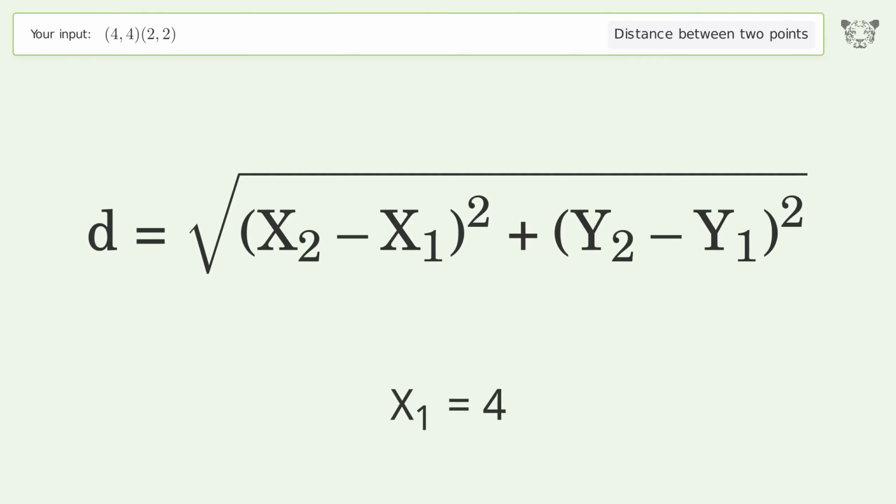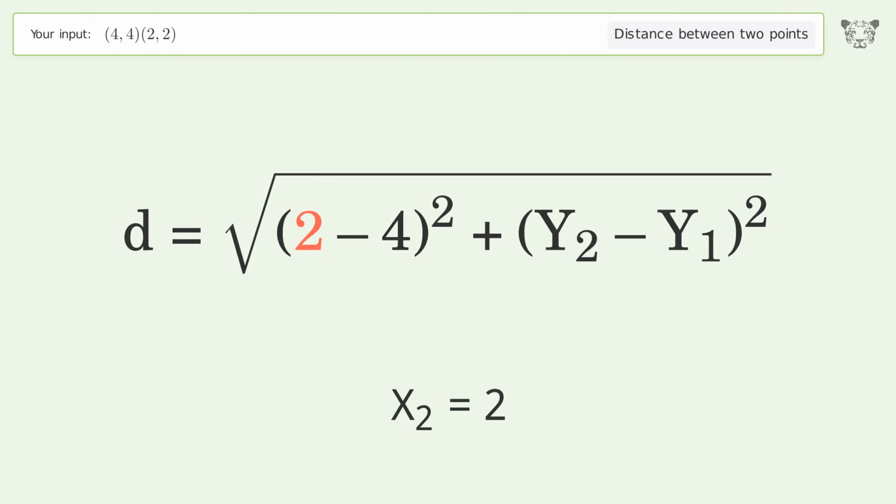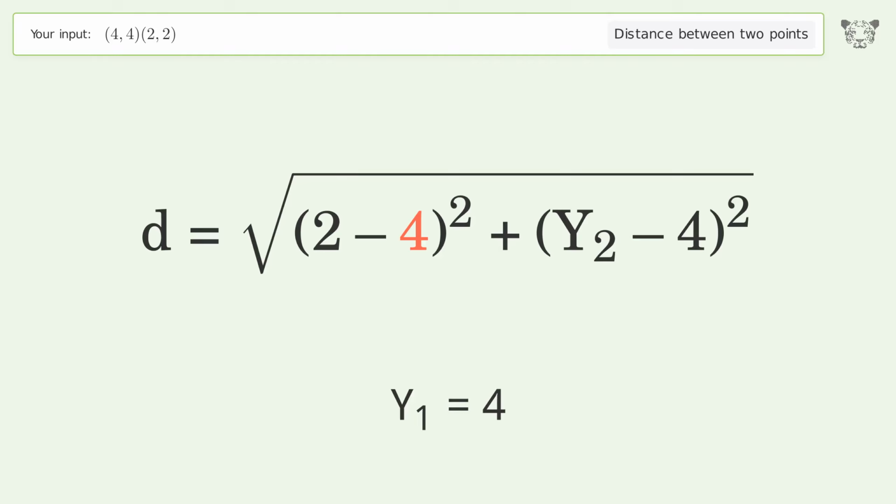x1 equals 4. x2 equals 2. y1 equals 4. y2 equals 2.